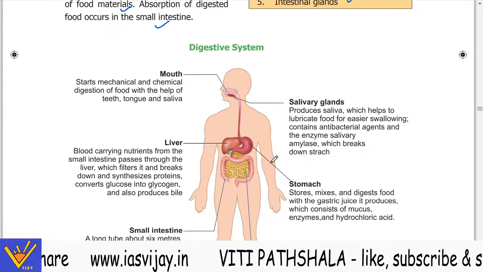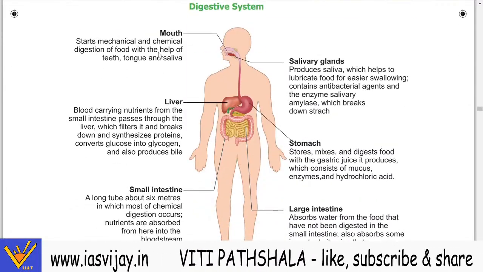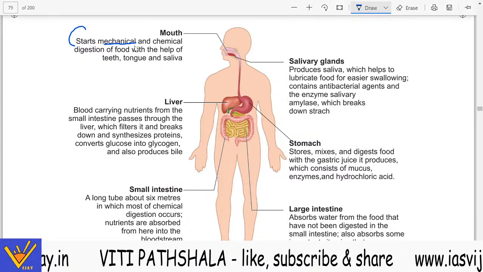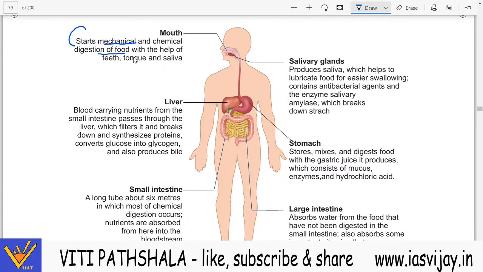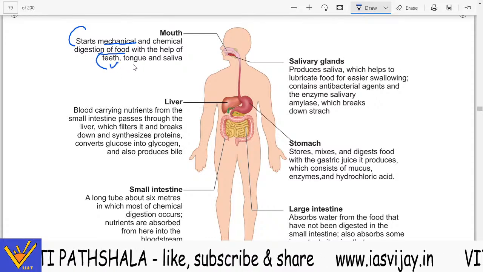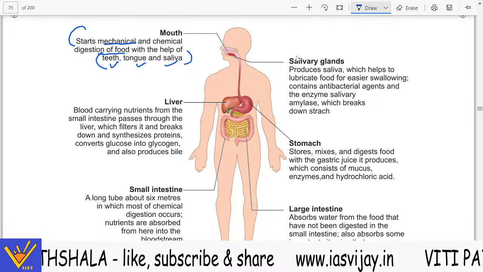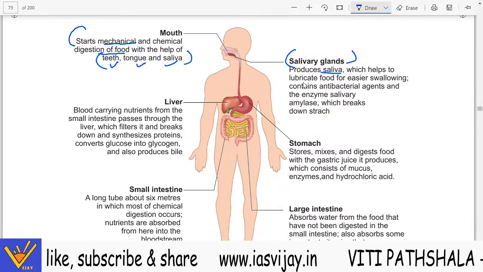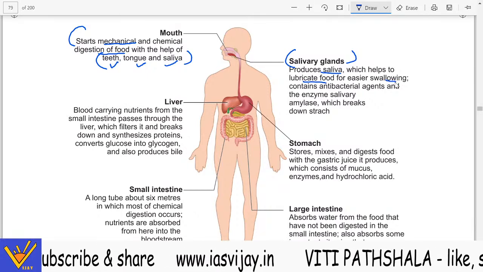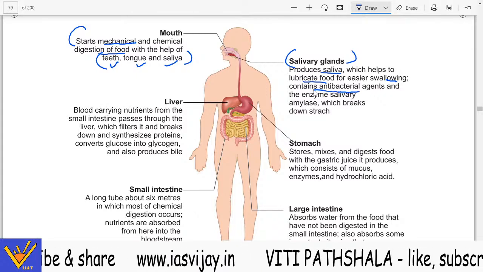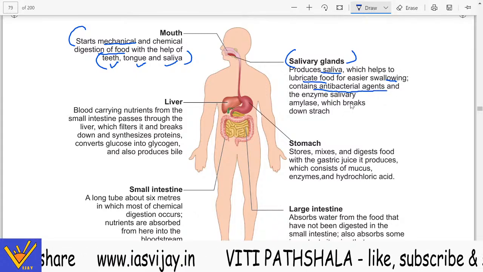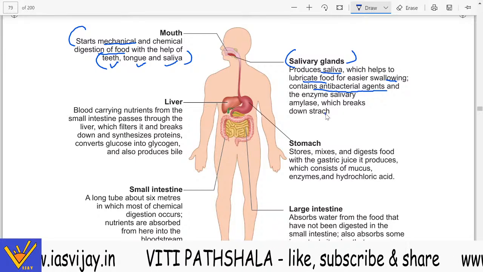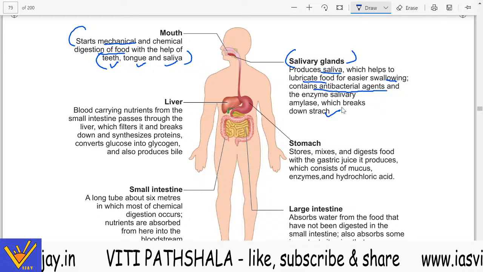Now the digestive system, that is the mouth. Here the food goes inside, and the mechanical and the chemical digestion of the food takes place. The process is done by the teeth, tongue and the saliva. The salivary glands produce the saliva which helps to lubricate the food for easier swallowing. It also contains antibacterial agents and the enzyme salivary amylase which breaks down the starch.